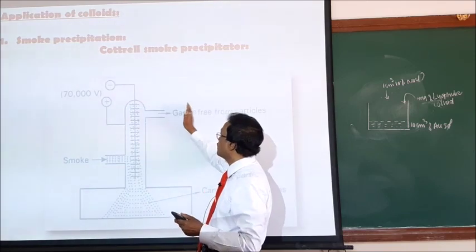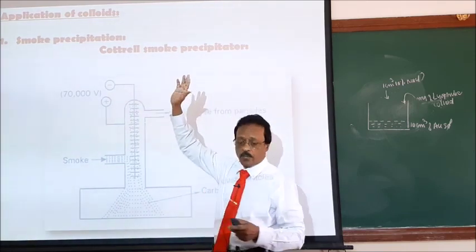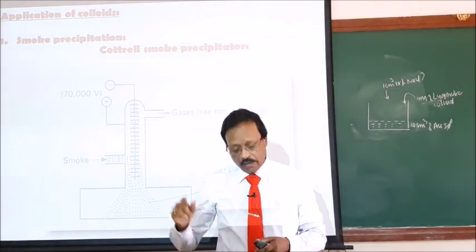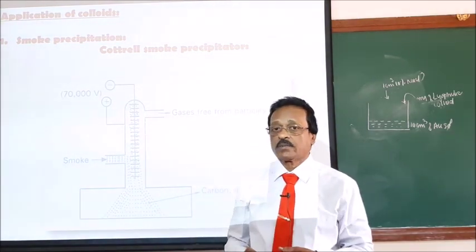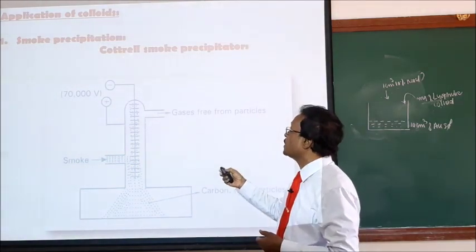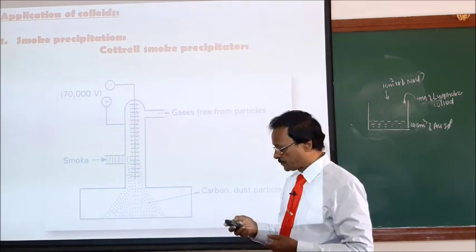Only the smoke free from carbon particles is discharged into the upper atmosphere, thereby air pollution can be minimized. That is one of the industrial applications of the principle of colloids in smoke precipitation. So this precipitator is called the Cottrell smoke precipitator. One application.